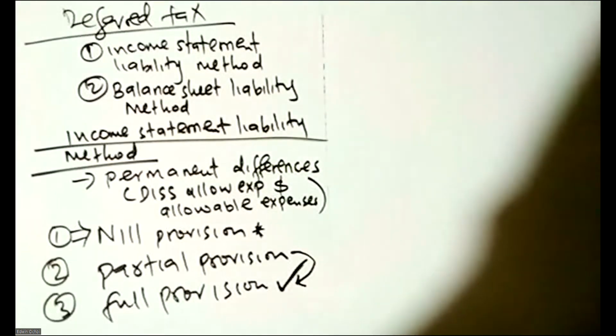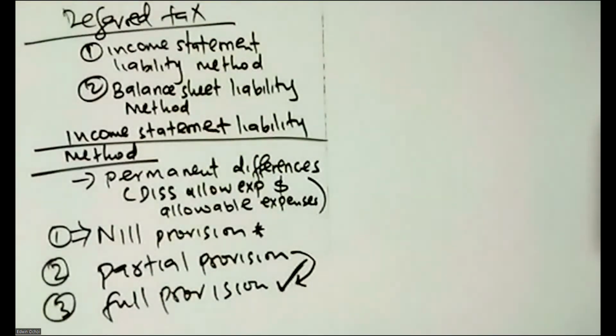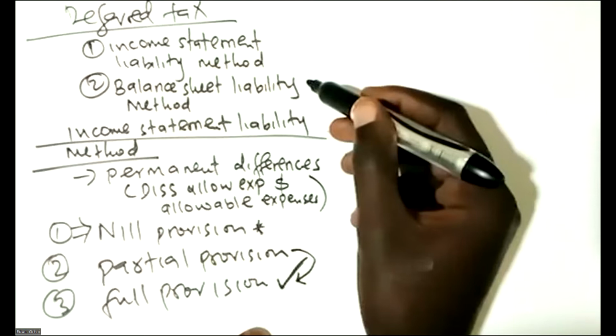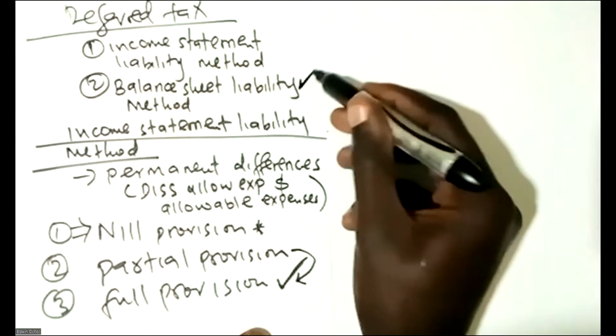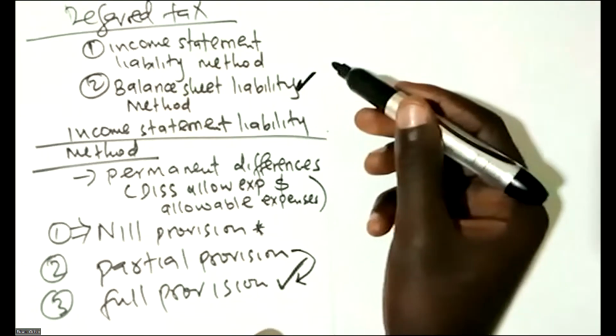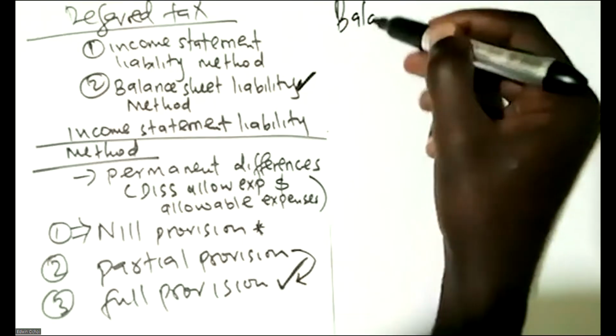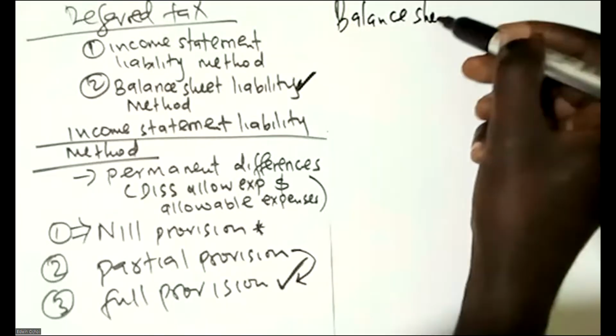In this method, that is the only thing you can be asked: to differentiate between nil provision, partial, and full, or to explain the three. My second method here is the one which is recommended in the computation of deferred tax, because the income statement liability method is not recommended. The balance sheet liability method is the one which is recommended, and we talked about it.